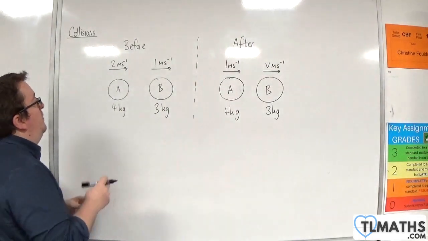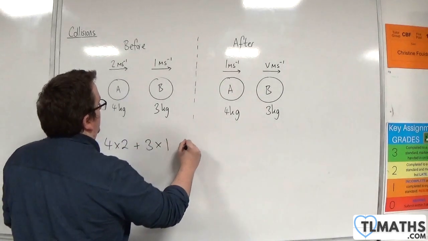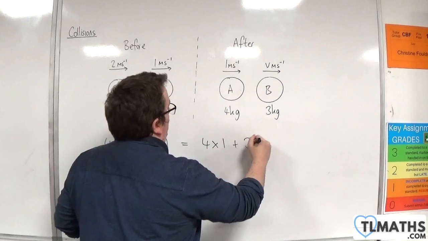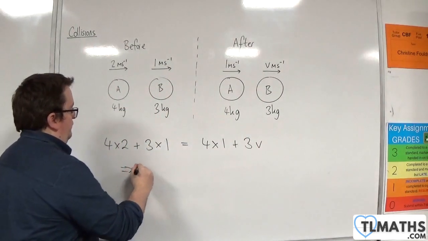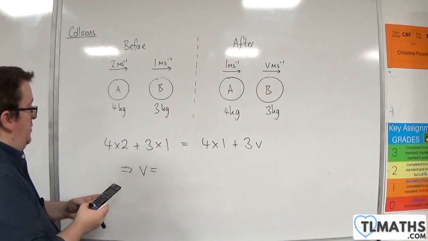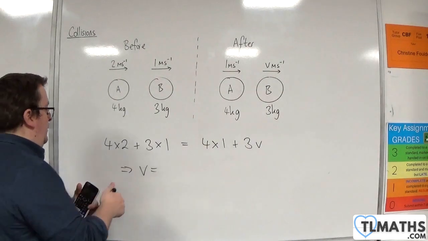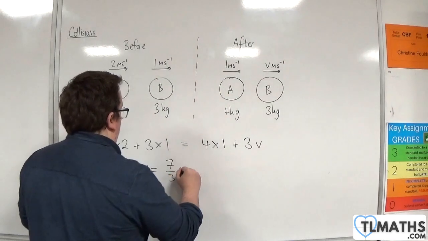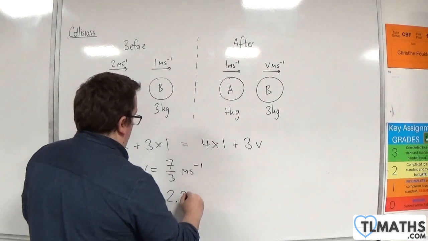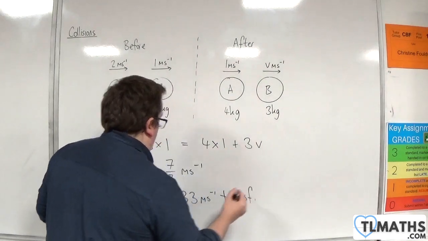So the total momentum before will be 4 times 2 plus 3 times 1. The total momentum afterwards will be 4 times 1 plus 3 times v. Okay, so we have 4 times 2 plus 3 times 1, take away 4 times 1, and then divide by 3, so 7/3 meters per second, which is 2.33 meters per second, to 3 significant figures.